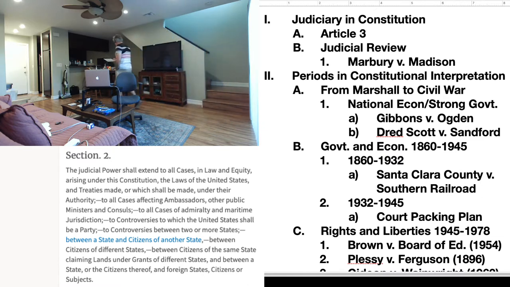To all cases of admiralty, maritime jurisdiction. So we'll write it down. C, to cases that involve U.S. territorial waters. To cases to which the United States shall be a party. So write it down. D, cases that involve the state suing the U.S. federal government.